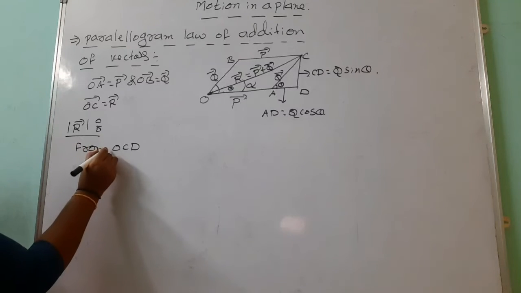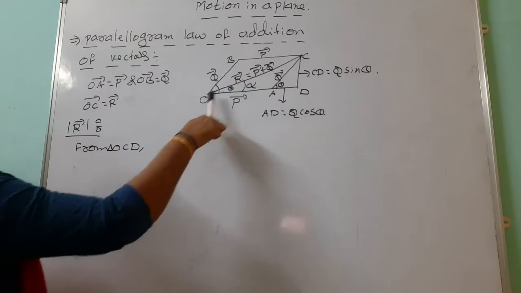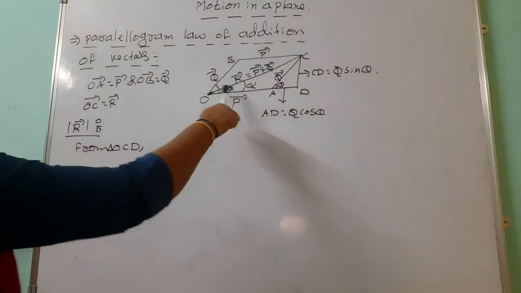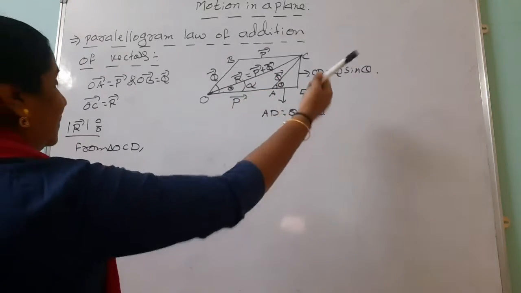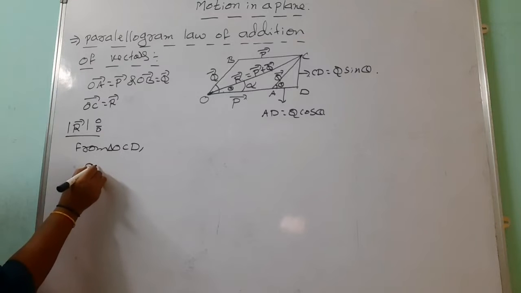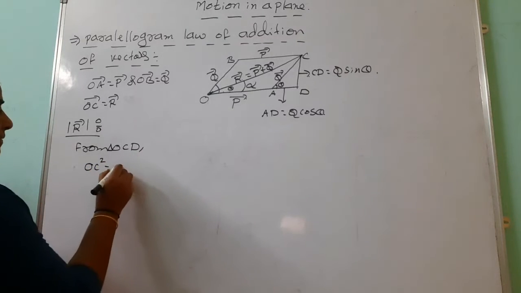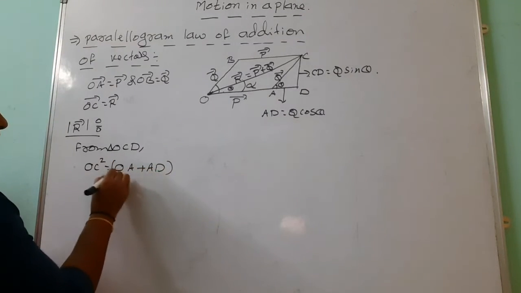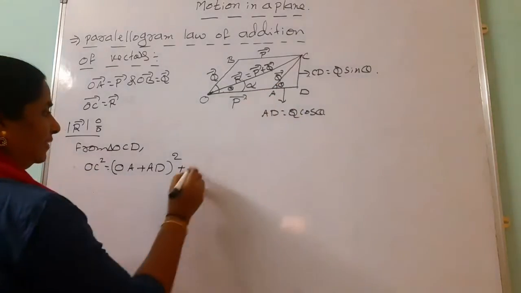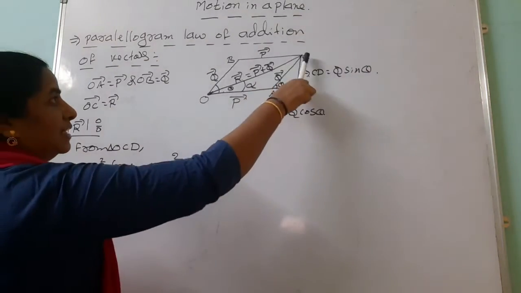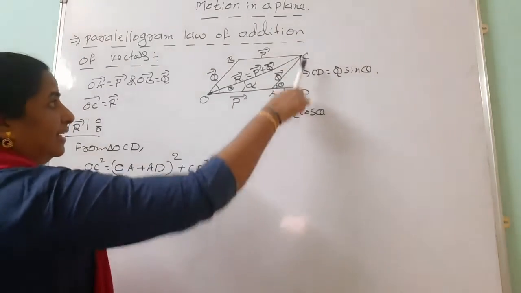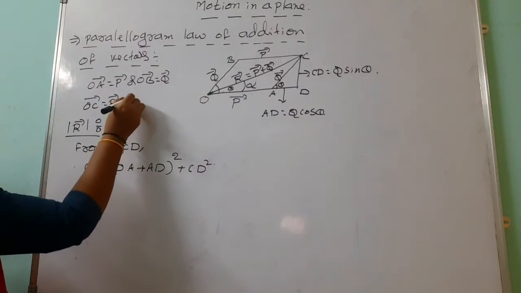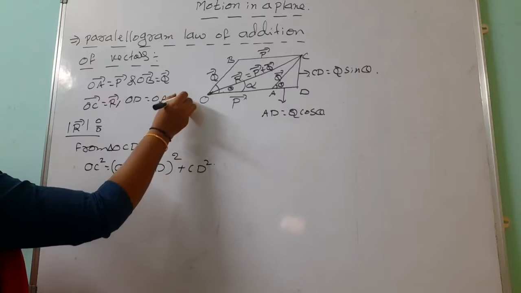From the right-angled triangle OCD, we can apply Pythagoras. Don't take the angle theta. This angle is how much? This is alpha. But here we are considering OCD. Apply the Pythagoras theorem. OC square equals OA plus AD whole square plus CD square. So OC square equals OD square plus CD square. Instead of OD, I am writing OA plus AD, since OD equals OA plus AD.